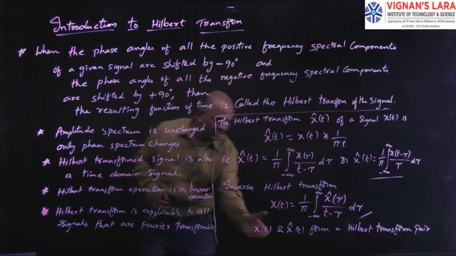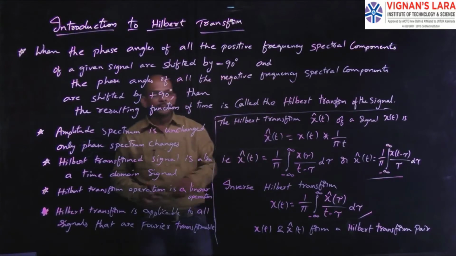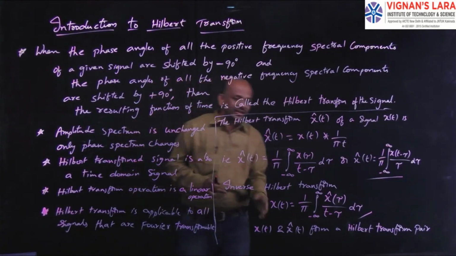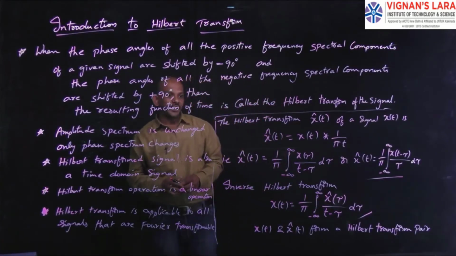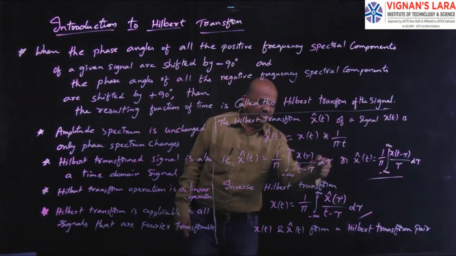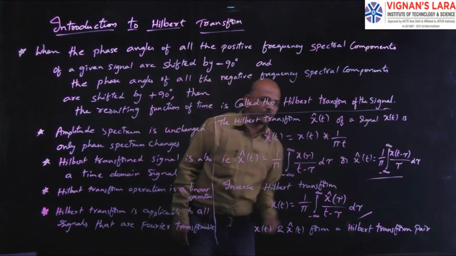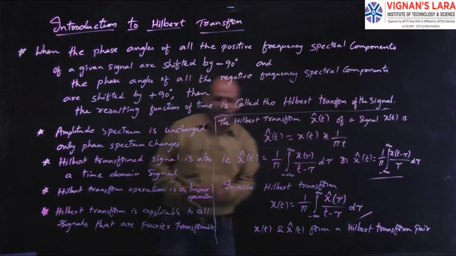Simply, here x of t and x cap of t will form a Hilbert transform pair, whereas x of t and X of omega form a Fourier transform pair. On seeing these equations, you can say the Hilbert transform operation is a linear operation. It is a linear operation because the resultant signal will also be in the time domain.